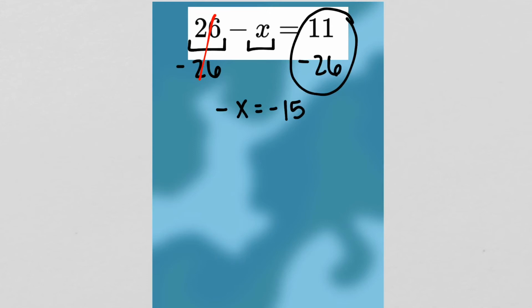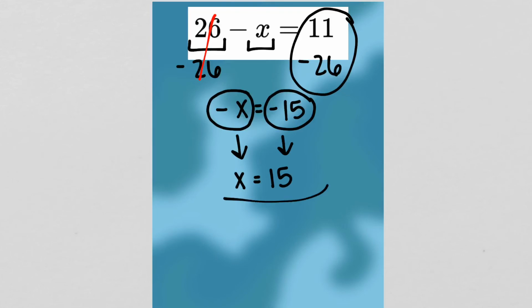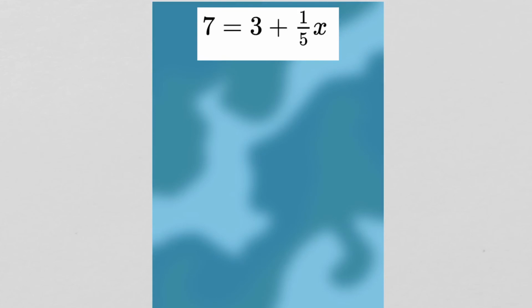Now you cannot stop here because I have a negative x. It's not x equals. So usually you divide by whatever's in front of the x, and you can divide by a negative 1 here if you want. But if you have negative x, all you do is change this to a positive x, and then you change the sign on the right side as well. So negative 15 becomes positive 15. And your final answer is x equals 15.